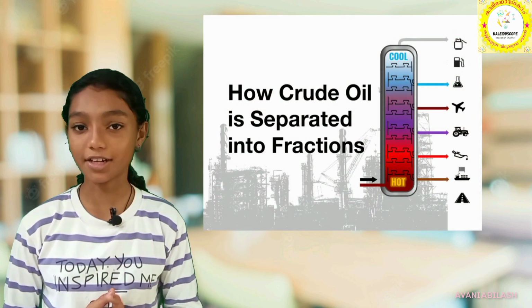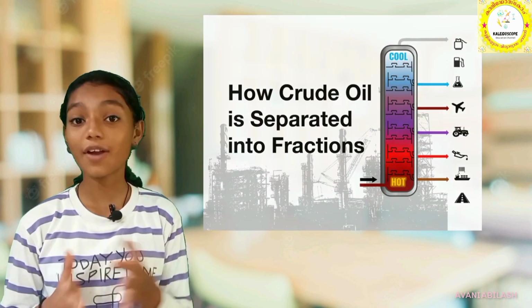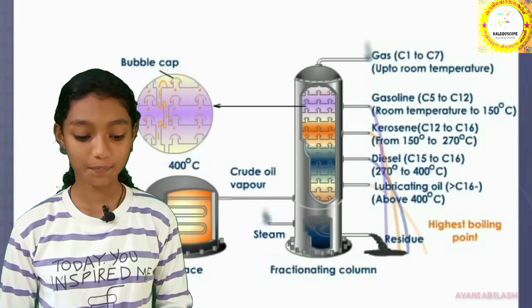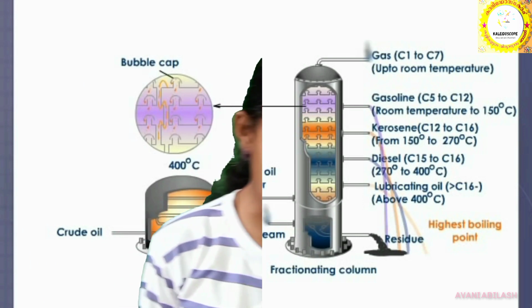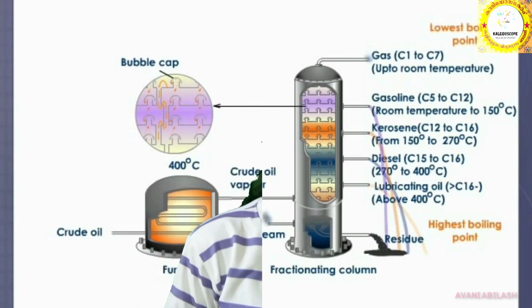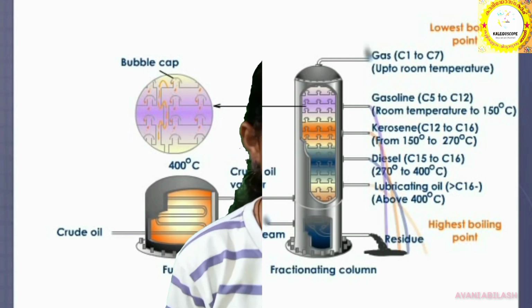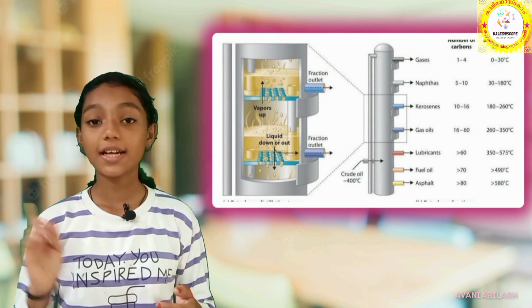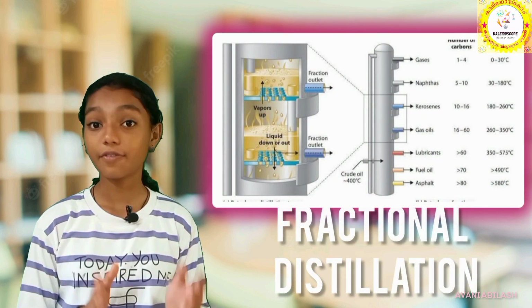Friends, have you heard about crude oil? Fractional distillation is also used for crude oil. Crude oil, which is drilled out from the depths of the earth, is a mixture of hydrocarbons which do not have much difference in their boiling points. From this, petrol, diesel, kerosene are separated by fractional distillation.